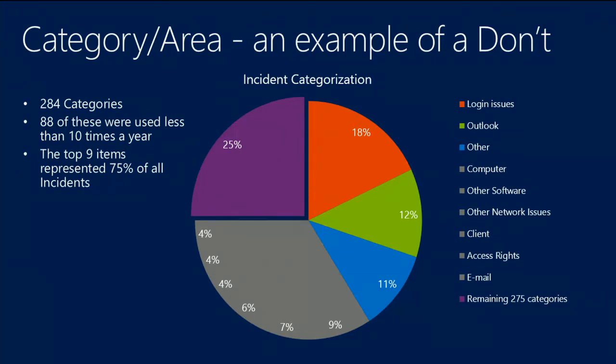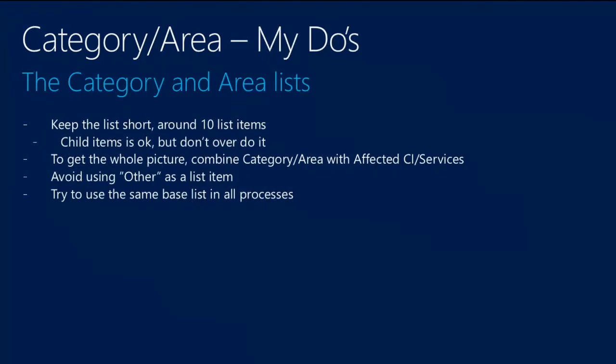So this is the don't. Don't do it this way. You don't take your previous list and import it into Service Manager. You have to keep your list down. So this is my take on the list. When talking about category or area in Service Manager, try to keep these lists short. I would say about 10 items. And I actually managed to get this customer from 284 items to 13, so it's possible.